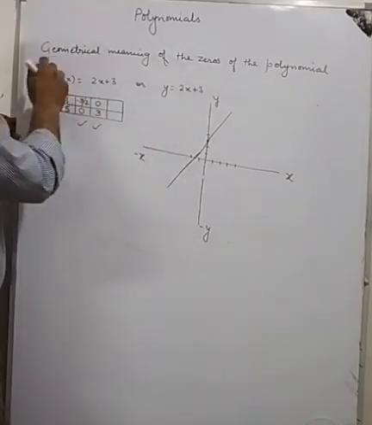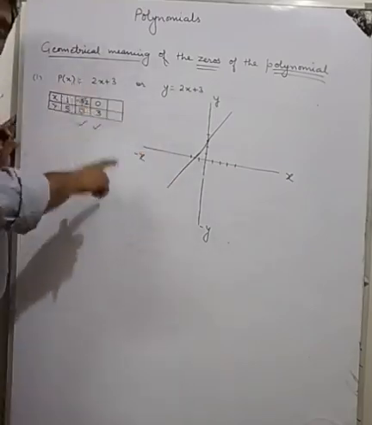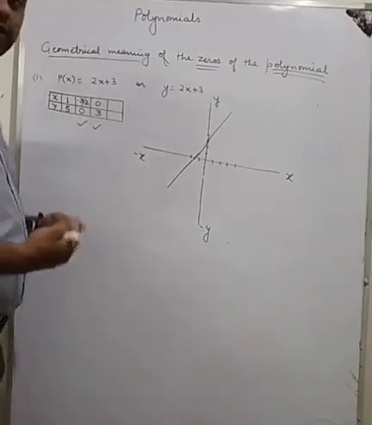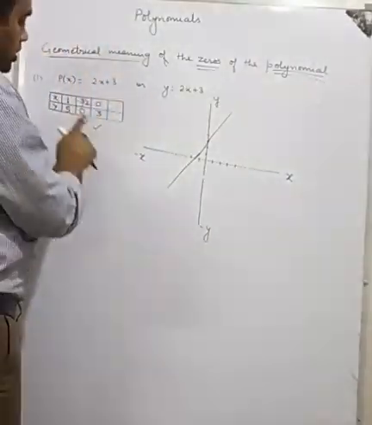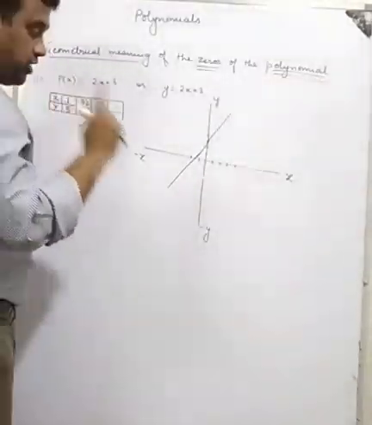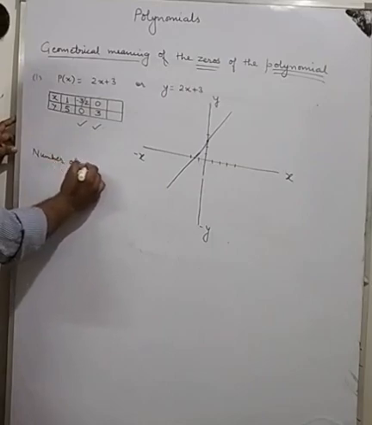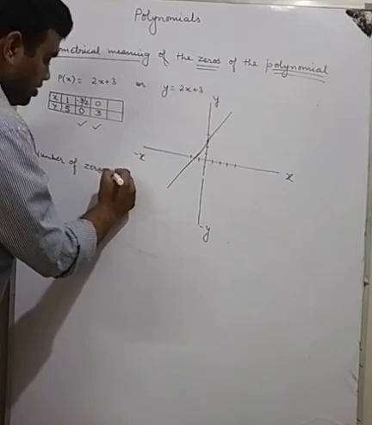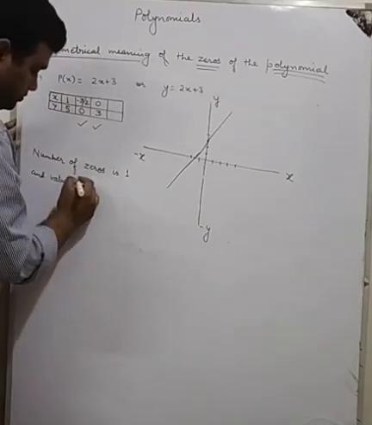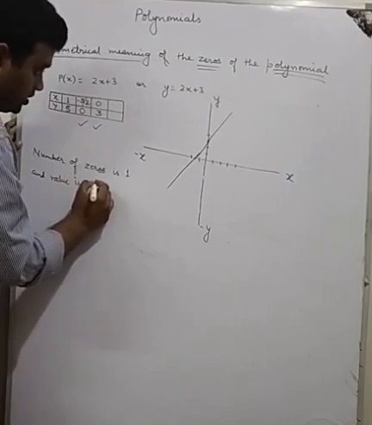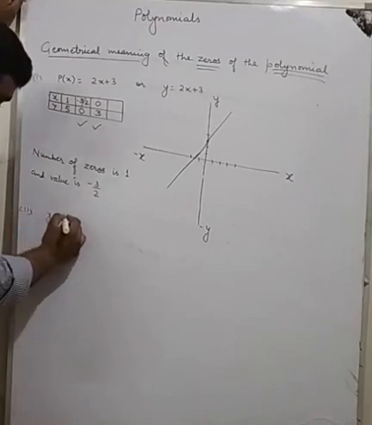Now, geometrical meaning of zeros of a polynomial. For this, we will see how many times this graph intersects the x-axis. This will give us the number of zeros of the given polynomial. Here, this graph intersects the x-axis only at one point. So, the number of zeros is 1 and the value is minus 3 by 2.